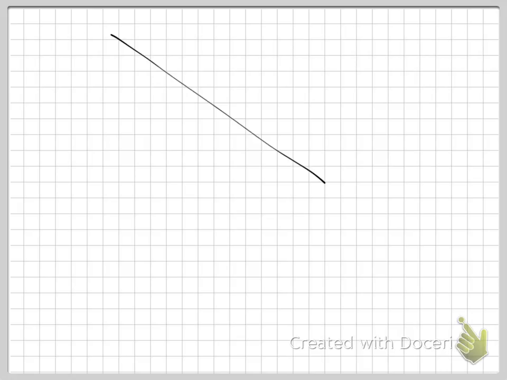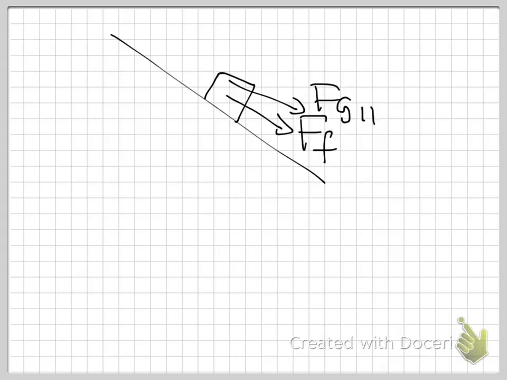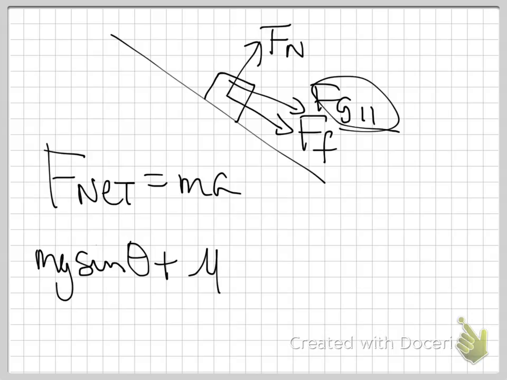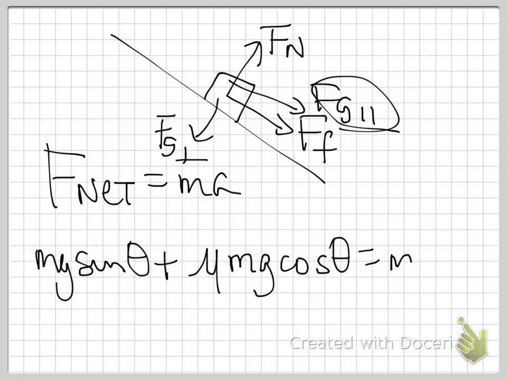So you have an incline. There's your block on the incline. You are going to have friction that's acting down the incline, as well as Fg parallel. So in this case, F net equals ma, but F net is the sum of those two. So you have mg sine of theta, which is what Fg parallel is, and you also have the friction force, which is mu Fn. Remember, Fn is the same as Fg perpendicular. Fg perpendicular is mg cosine of theta. So that's going to equal ma.